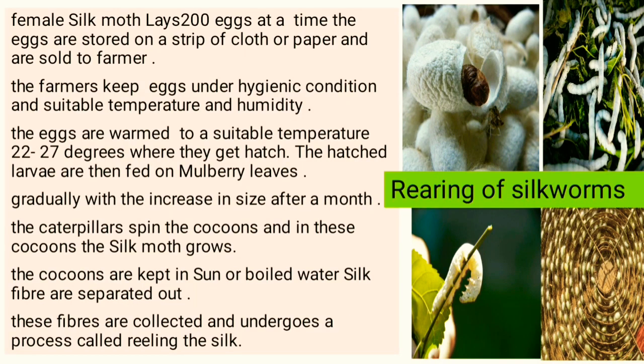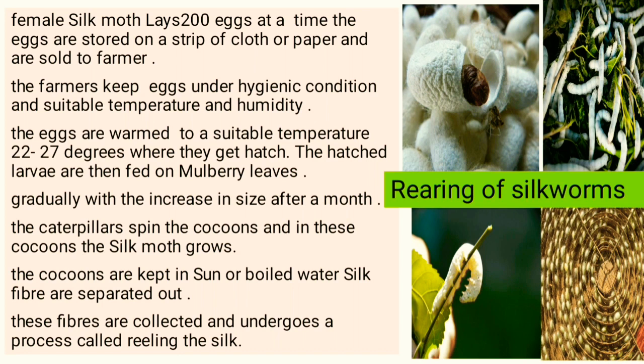Rearing of silkworm. The female silk moth lays 200 eggs at a time. The eggs are stored on a strip of cloth or paper and are sold to the farmer. The farmer keeps the eggs under hygienic conditions and suitable temperature and humidity. The eggs are warmed to a suitable temperature, that is 22 degrees Celsius to 27 degrees Celsius, where they hatch. The hatched larvae are then fed on mulberry leaves.